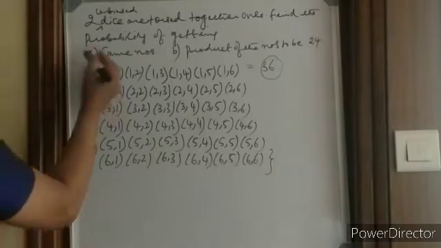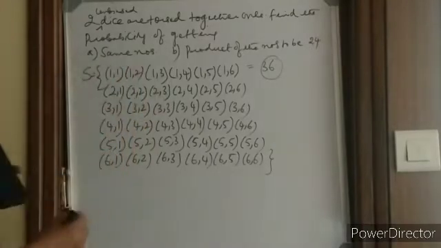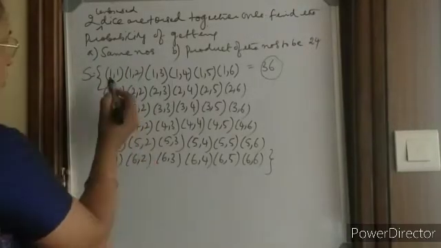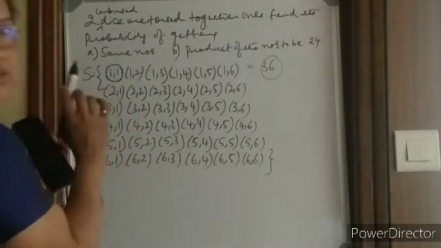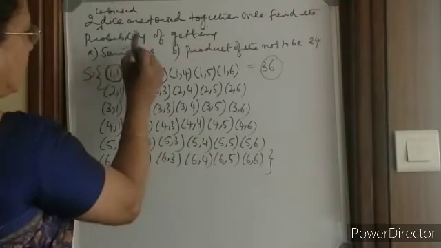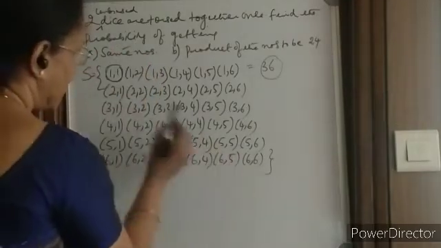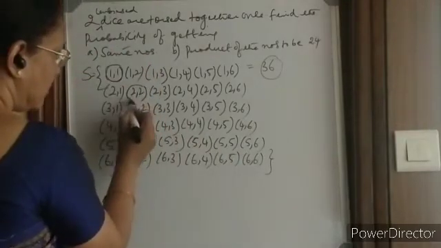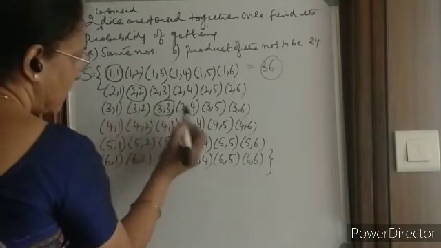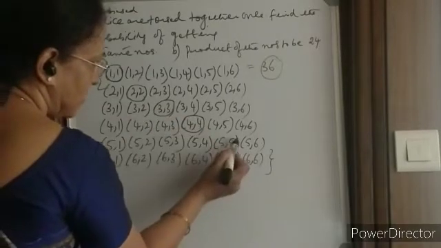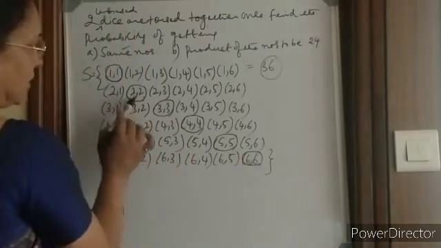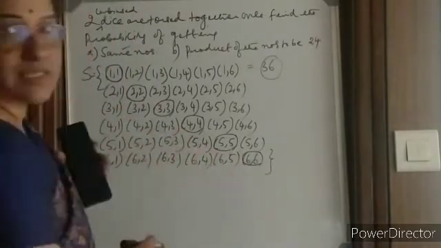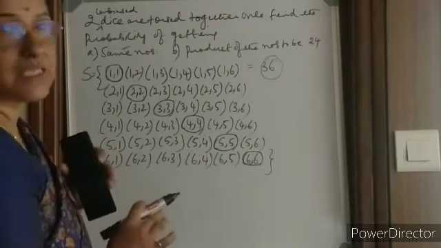Now coming to the first part. Both the dice should show same numbers. The first die is showing number 1, so the second die is also showing number 1. This is what we want here. In the same way you will have to search here. If you go down diagonally, you will get the combinations. All these combinations you see: 1,1, 2,2, 3,3, 4,4, 5,5, 6,6. So altogether 6 combinations are there.